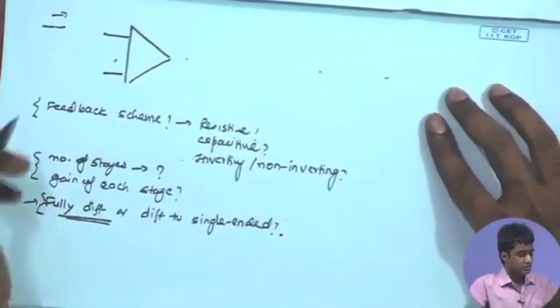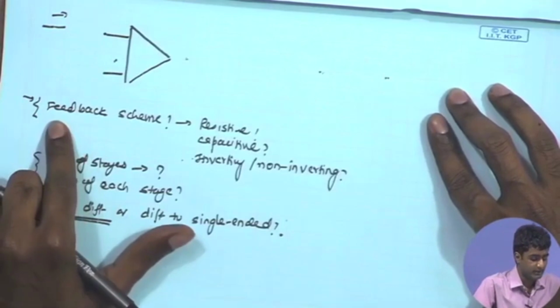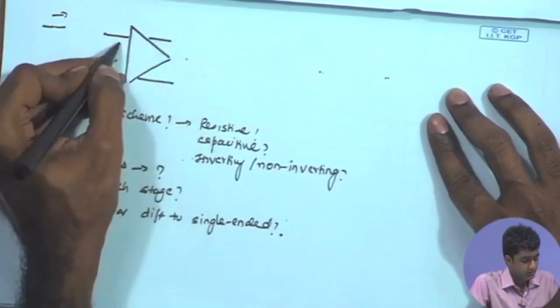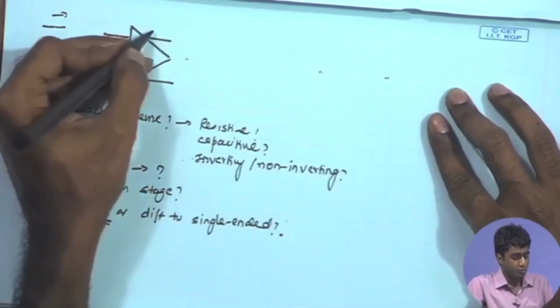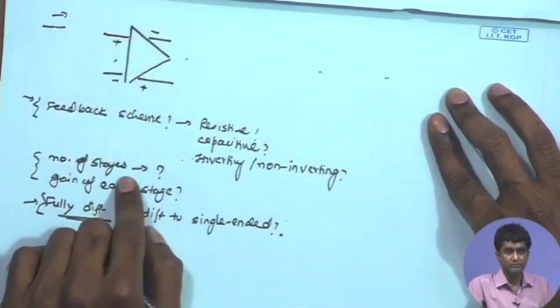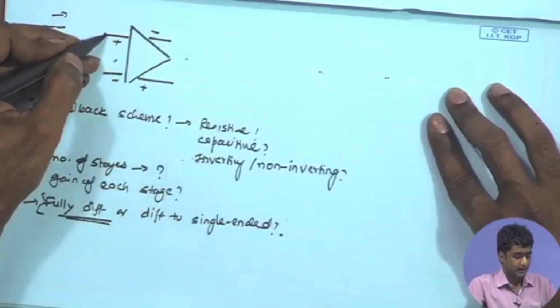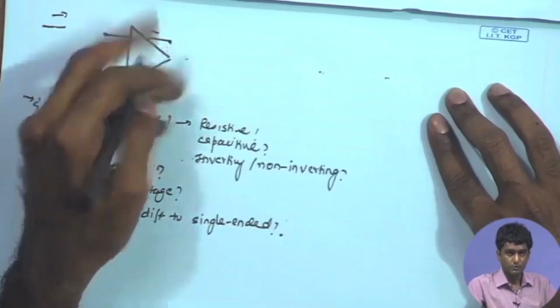Now, let us go to the first question, which is the feedback scheme. What kind of feedback scheme are we going to use? If we are looking at a fully differential signal, suppose this is the positive input and the negative input, corresponding to that you have the negative and the positive outputs defined over here. That means, if the input over here goes high, this particular output goes low. So, it is relative, right.